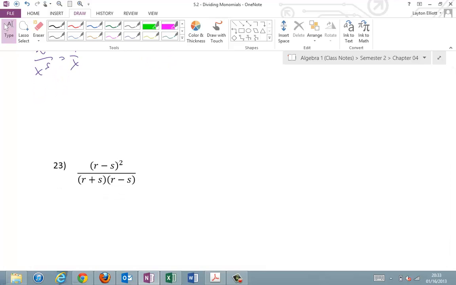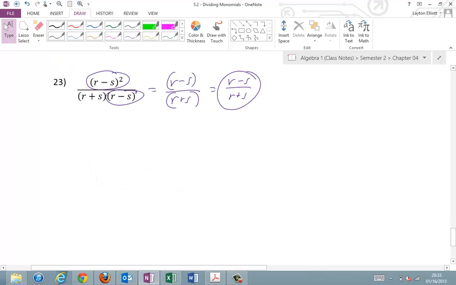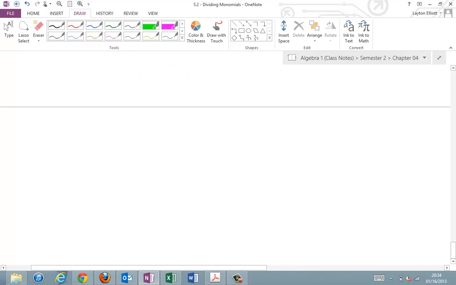23, if I look at what's in common, these are the same base, and so that leaves me an r minus s in the numerator, really to the first power, because of the 2 minus the first power here, over r plus s in the denominator. It really looks like those can cancel, but they can't. I actually put the parentheses around there so you'd see that they can't cancel. Really, you're probably supposed to write it like this because the grouping symbols are implied, plus s. Well, that's it.